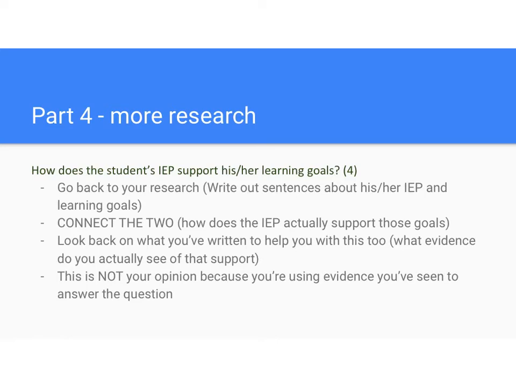Then you're going to go back to your graphic organizer, look at how the student's IEP actually supported their learning goals. So it's kind of 2 parts here. You have to learn the IEP and then learn the learning goals. And you're going to connect the 2. How does the IEP actually support those goals? What I like to do is write them both out, almost like a summary, and then connect them. And remember, this is not your opinion because you're using your research to try to answer this question.